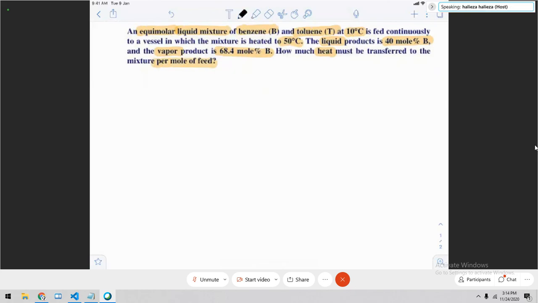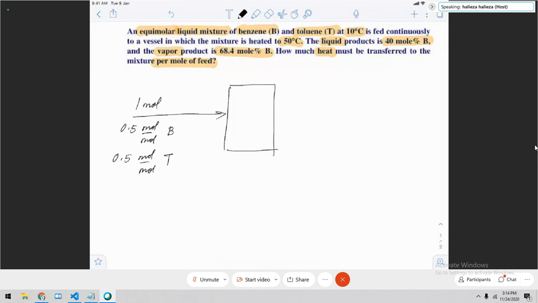So first things first, you need to draw the diagram. Okay, this is our block diagram. Coming in, you have the liquid mixture. What is the amount? The amount should be 1 mole of feed, as mentioned there. So you have 0.5 mole per mole of benzene, let B be benzene, and 0.5 mole per mole of toluene. The temperature is given, 10 degrees C. There's no mention at all about the pressure, so we're not going to write the pressure there.